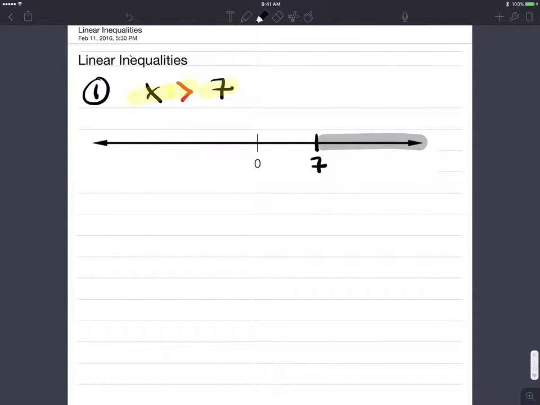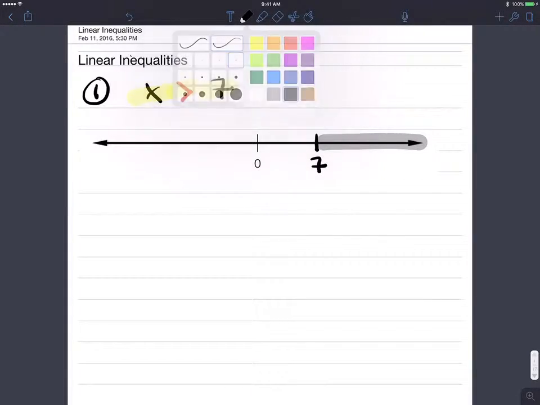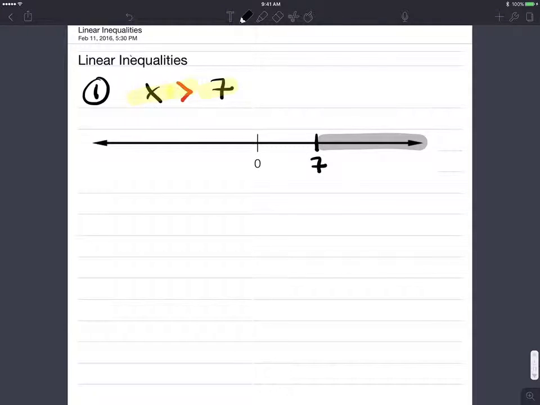Because this inequality symbol is a greater than symbol, we do not include the number 7 because 7 is not greater than 7. 7 equals 7. So we're going to indicate do not include the 7 by using this parenthesis. This concludes the graph of all real numbers greater than 7.